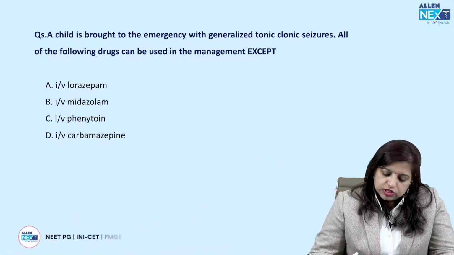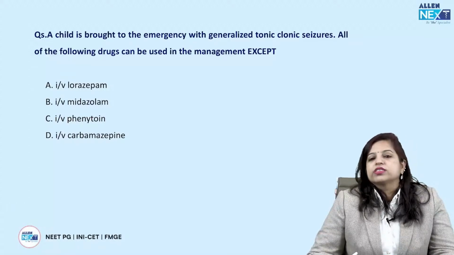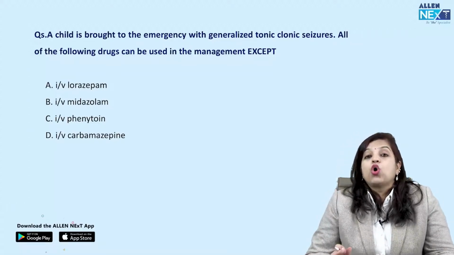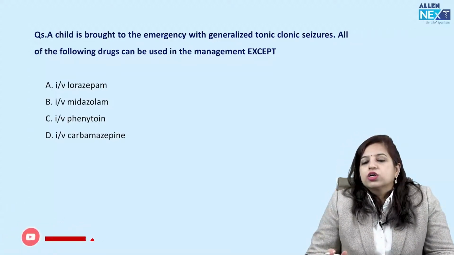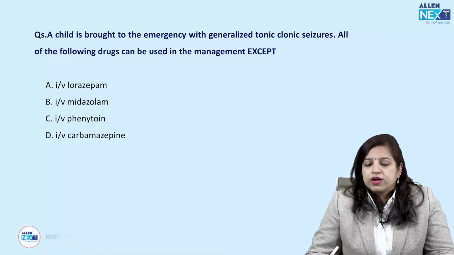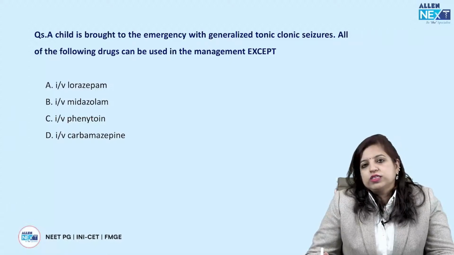A child is brought to the emergency with GTCS. All of the following drugs can be used in the management except. So basically they are asking you which of the drugs is not used in managing acute seizures, right? Acute onset of seizures is controlled by what all drugs? So we should know what all drugs are used for status epilepticus.